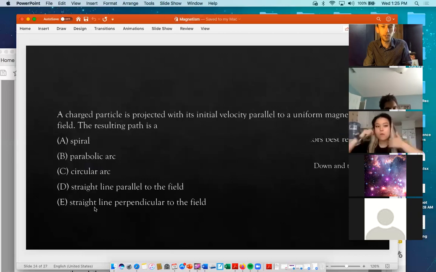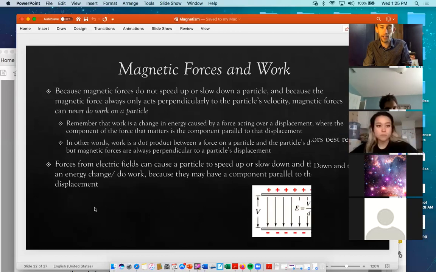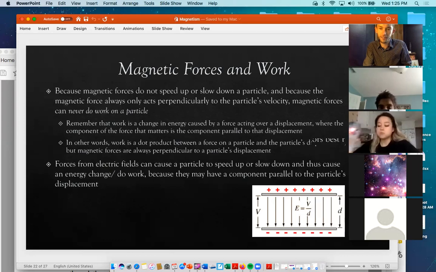Did you guys understand what I was saying with work? That magnetic forces can never do work on a charged particle? Yeah, that's really nice. I'm so glad that's something easy to know about magnetism. Just be like, okay, there's no work. Yes, it's nice. Instead of having to do some big calculus, that's nice to know.